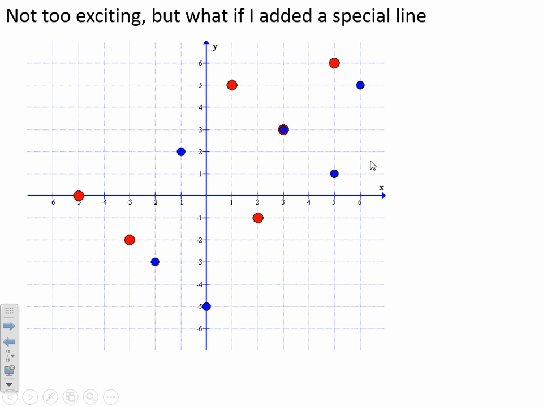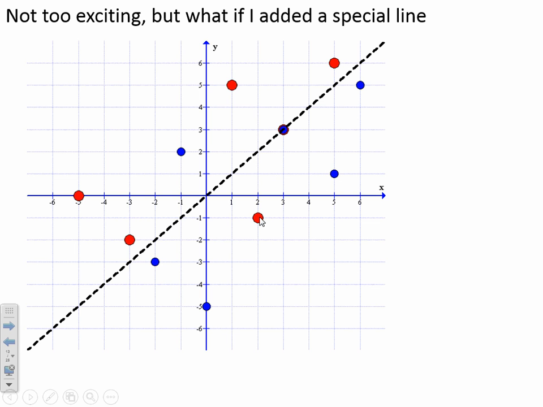So maybe you don't think it's too exciting yet, but if I add in a line right here, now look at it. Look at what happened to the red points. How do you get from the red points to the blue points? You reflect over this line. So this red point ended up, boom, over here at this blue point.